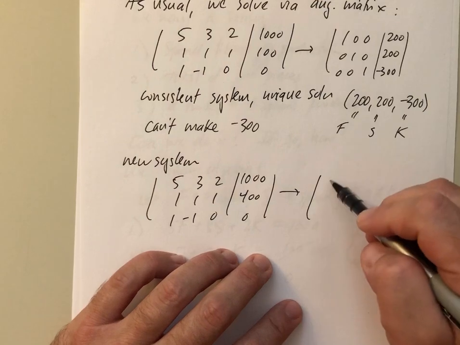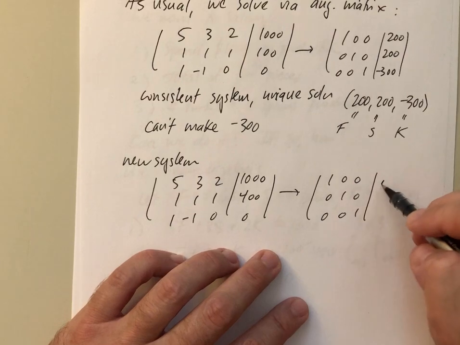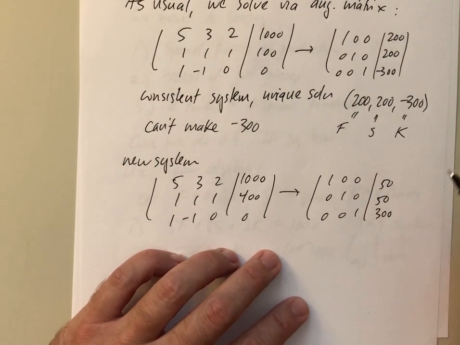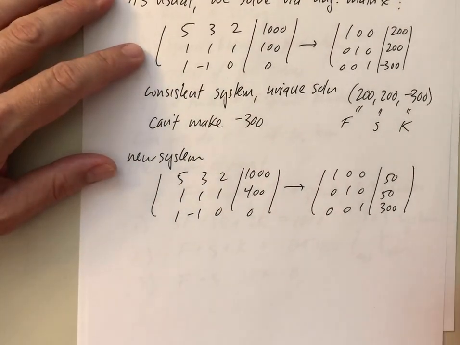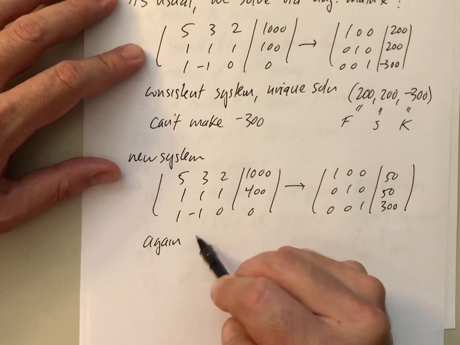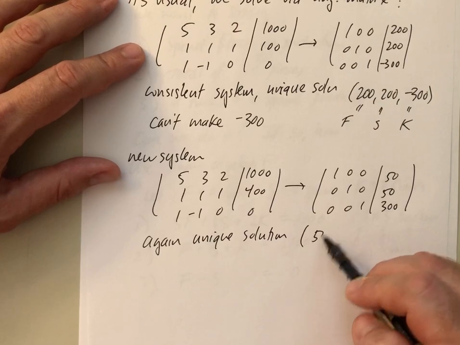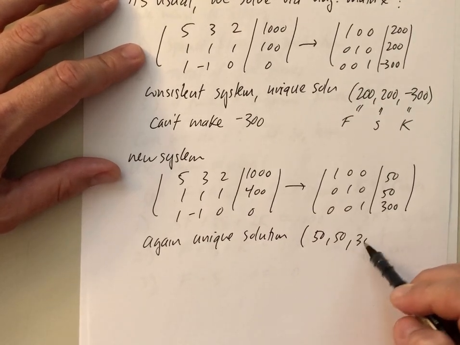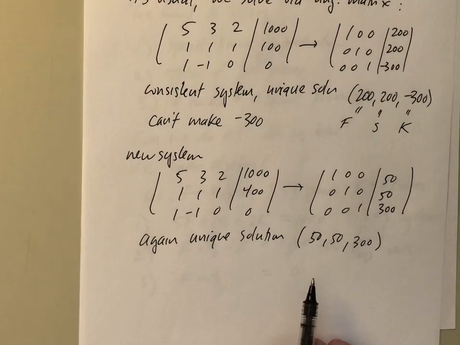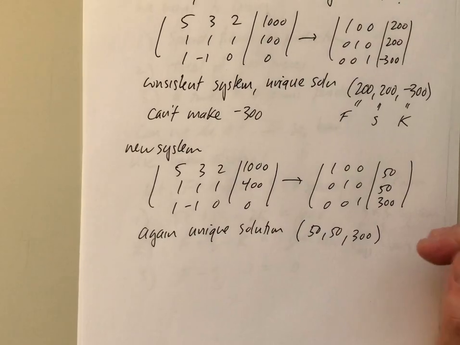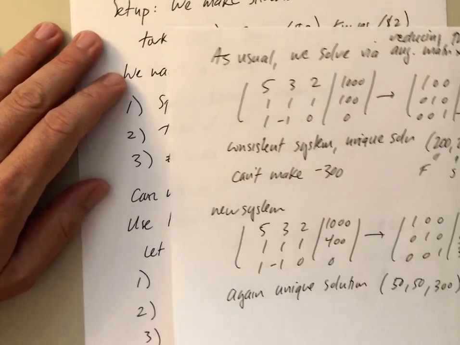And this reduces to, well, of course, the coefficient matrix reduces to the same thing. It turns out now this will be 50, 50, 300, if I did it correctly. Okay, that looks good. It's another consistent system with a unique solution. So again, unique solution. And what is it? Well, 50, 50, 300. So notice, of course, that the forks equals the spoons. That's what we imposed on the system. And it turns out this is the one and only one way to do this. Let me show you guys a couple other things I can do.